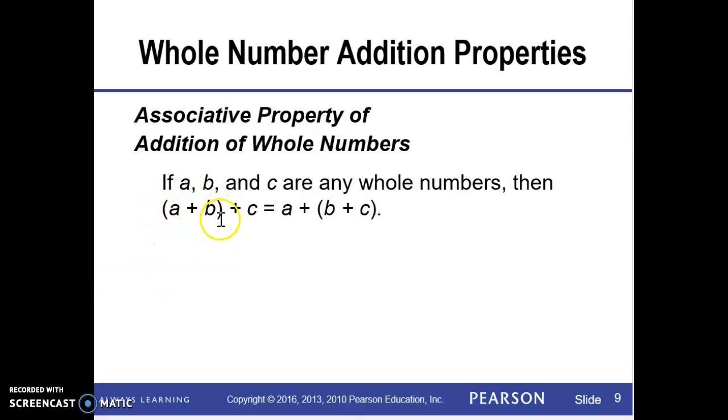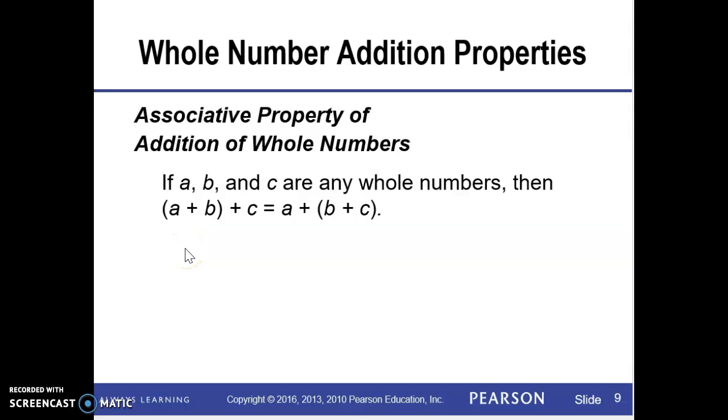So here I've got A and B hanging out together. Here I've got B and C hanging out together. It doesn't matter if I add A and B first and then add it to C, or whether I add B and C first and then add it to A, I get the same answer either way. So who numbers choose to hang out with doesn't matter.